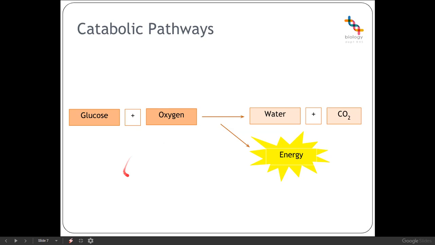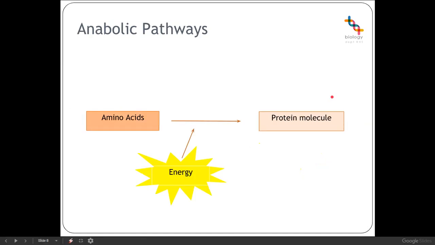So a catabolic pathway can be the breakdown of a complex molecule into simple molecules. For example, when we use up glucose and oxygen in respiration, and that produces energy in the form of ATP and also releases water and carbon dioxide as its byproducts.